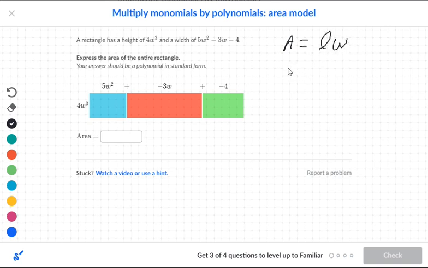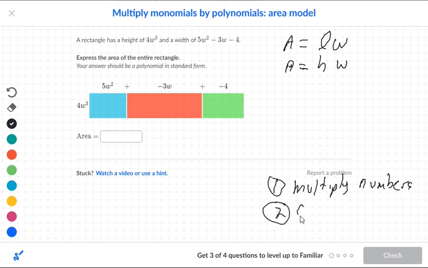Now sometimes they might not give you the length, and they might use the word height. So it might be area is equal to h times w. But in each case, you're going to multiply it together. If you look at what they give you here, this is similar to a times table. So step one, multiply my numbers. Whatever numbers I see, I want to multiply those numbers. Step two, I just want to count the letters.